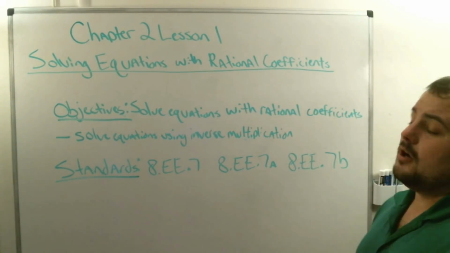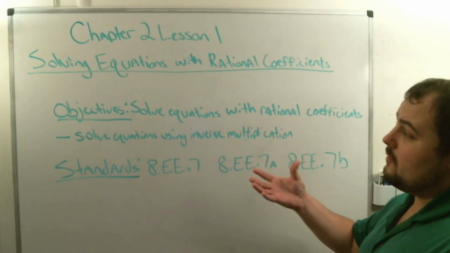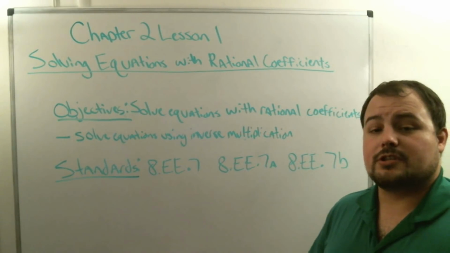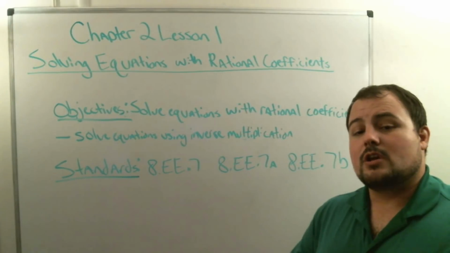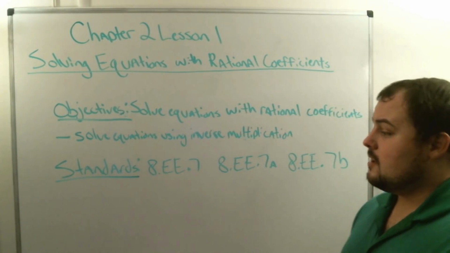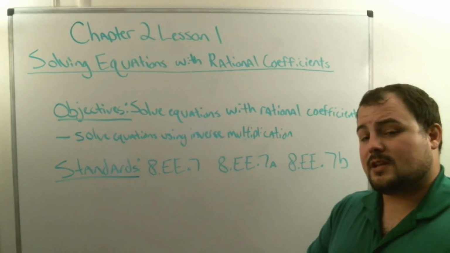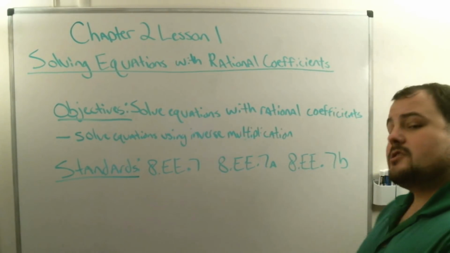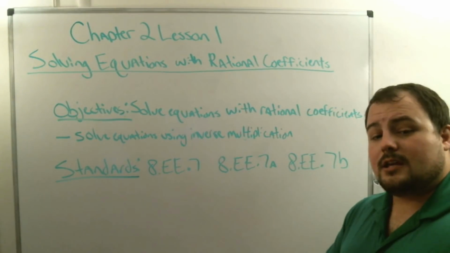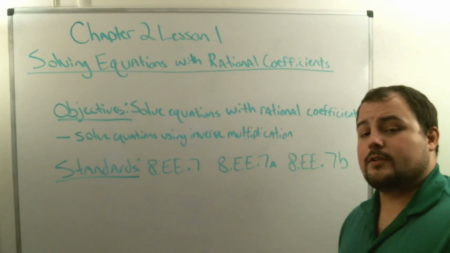Our objective for this lesson is to solve equations that have rational coefficients, and we're also going to solve equations using multiplicative inverses. The standards we're going to be addressing are 8th grade equivalent expression standard 7, 7a, and 7b. Let's go ahead, start our vocab, get into our key concept, and look at our first example.